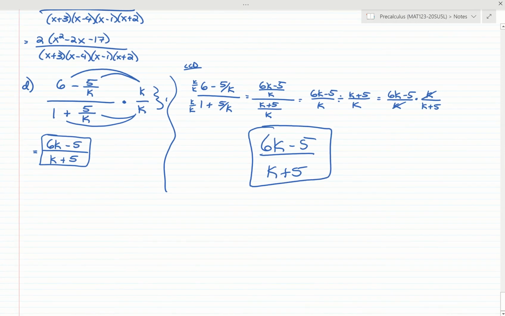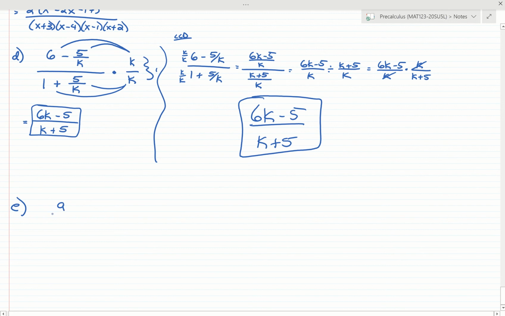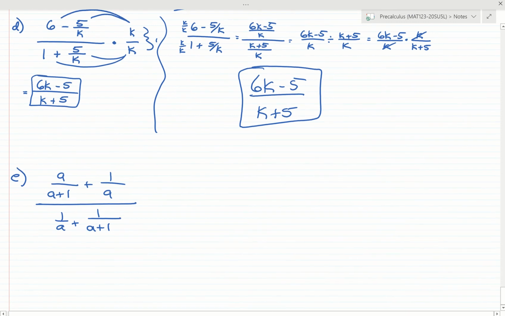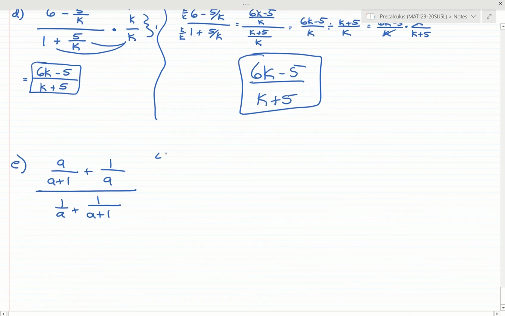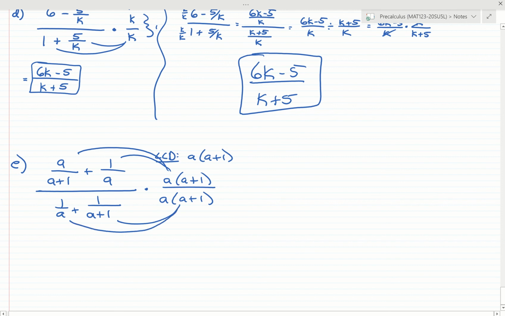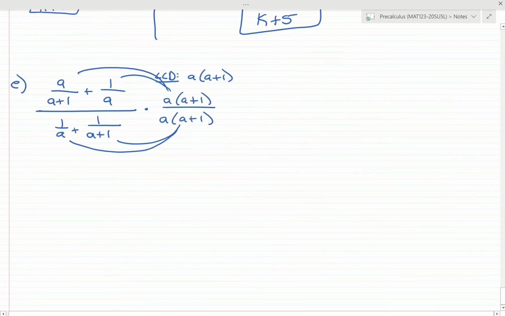One more example. What about if we had a problem like this? A over a plus 1 over a divided by 1 over a plus 1 over a plus 1. Well, we could do it using the first technique or the second technique. The numerator LCD would be a times a plus 1. The denominator LCD would be the same exact thing. So if we multiply the top of our fraction by a plus 1 times a, and the denominator by a times a plus 1, we'd actually get rid of all the fractions. It's a little bit of a shortcut. You could get a common denominator, and I'll show you that also, but let's see what we get here.